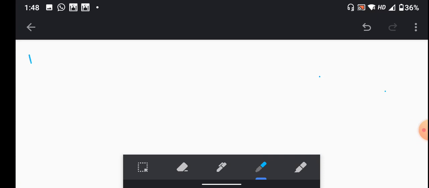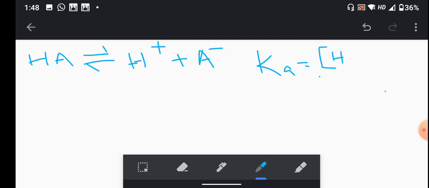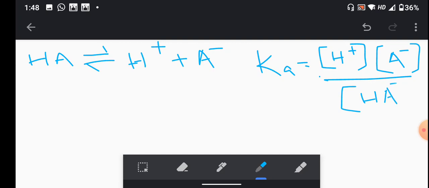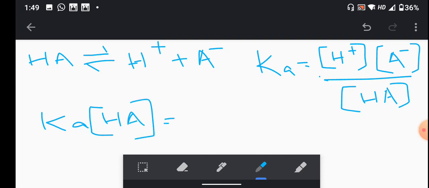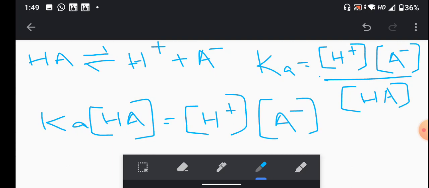Consider the reaction HA gives H plus and A minus. So, what will be the Ka of this reaction? Ka is equal to the concentration of H plus into the concentration of A minus divided by the concentration of HA, right? It is the same as Ka into the concentration of HA, which is equal to the concentration of H plus into the concentration of A minus. Till this point you know the dissociation constant is written as the constant of the forward reaction by the constant of the reverse reaction, which is equal to the concentration of H plus into the concentration of A minus divided by the concentration of HA, right?